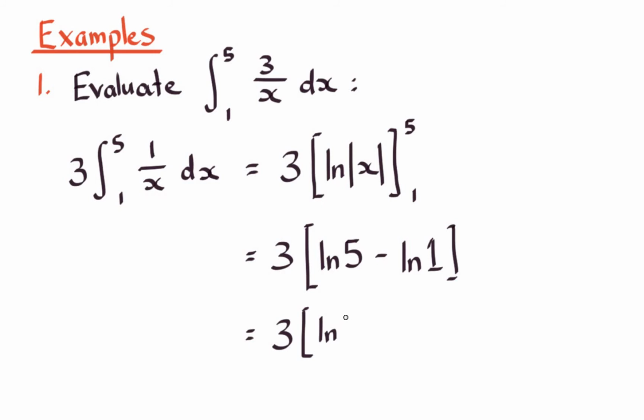So when we calculate this, or if you just think about what the log graph looks like, you get 0. And so, keeping this answer exact, 3 lots of ln 5 is our answer for this integral. On to example 2.